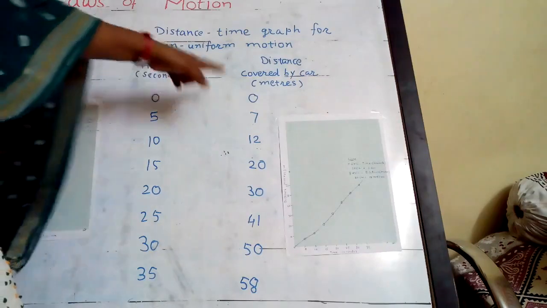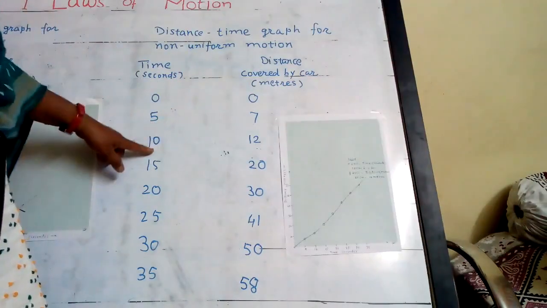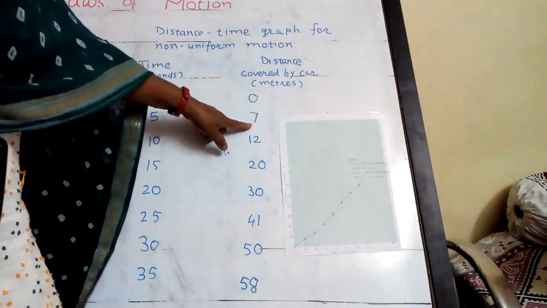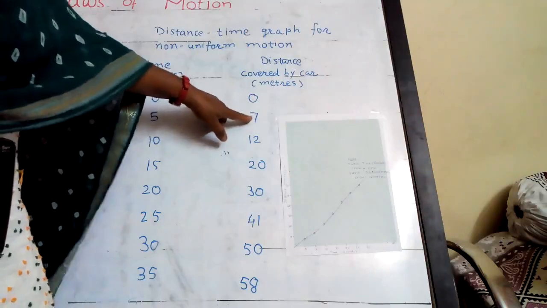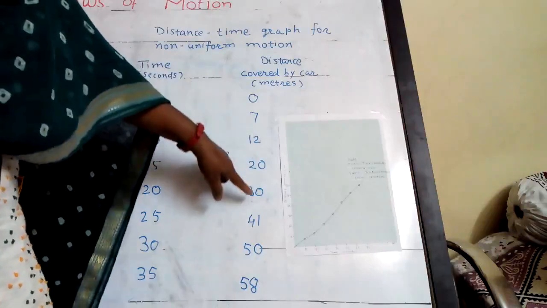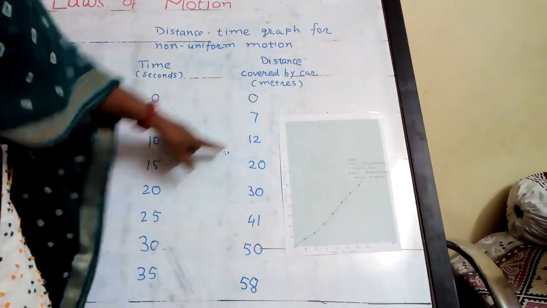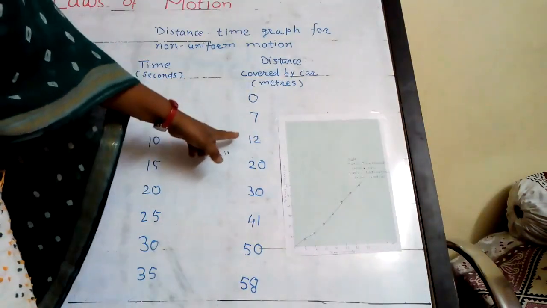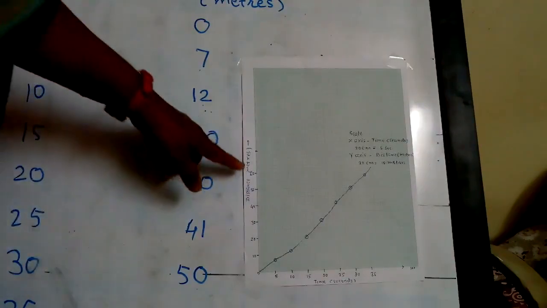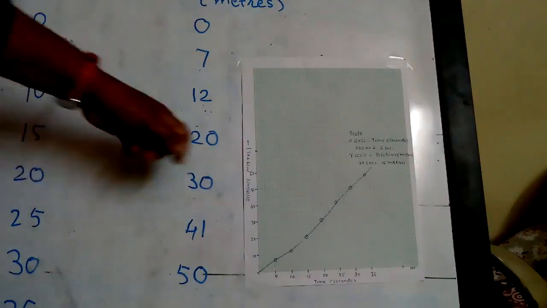Now from the readings, you can see in each 5 seconds, the time interval is the same, but the distance covered by the car is not the same. Here 7 plus 5, 12, 12 plus 8, 20. The difference is different in each interval. And the nature of the graph, accordingly you have to plot the graph and observe the nature of the graph. Again the same way as in the first example.